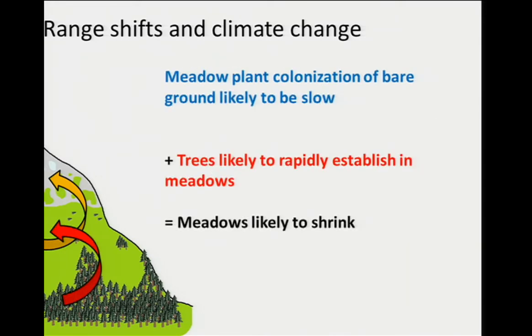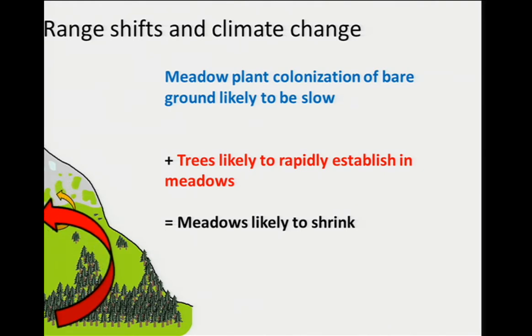And so if we put these two seedling establishment patterns together, of only slow colonization of bare ground by meadow plants and rapid colonization of meadows by trees, this would imply that the ranges of the meadows are likely to shift due to this unequal range contraction at their lower limits and range expansion at their upper limits. And this, of course, would pose a serious threat to the species that are dependent on this ecosystem.